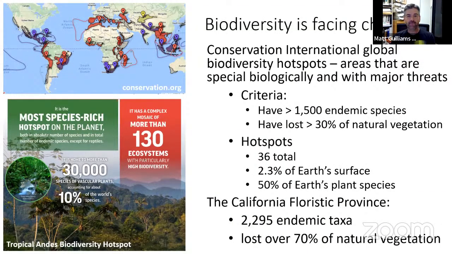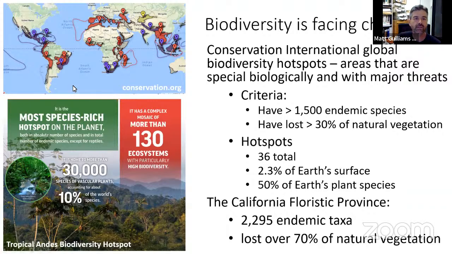Now we know biodiversity is really facing unprecedented challenges, right? One way that we've begun thinking about this is encapsulated in the work that Conservation International, an organization, has done in recognizing global biodiversity hotspots. So these are areas that are really special biologically, but that are facing major threats or challenges. The criteria for global biodiversity hotspots are that these regions must have greater than 1,500 endemic species. That's the special biologically part. And then they must have lost at least 30% of their natural vegetation. There are 36 of these hotspots on Earth.